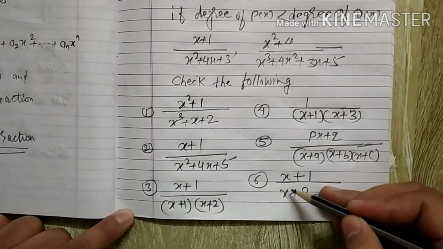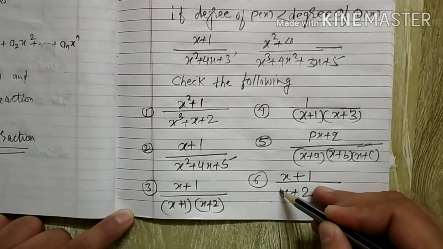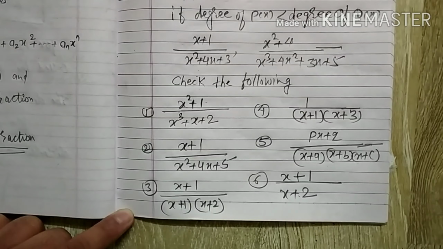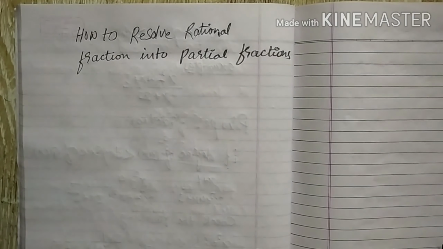Why is it a proper fraction? Because the degree of the numerator is 1 and the degree of the denominator is also 1. Both the degrees are the same. So this is also a proper fraction.